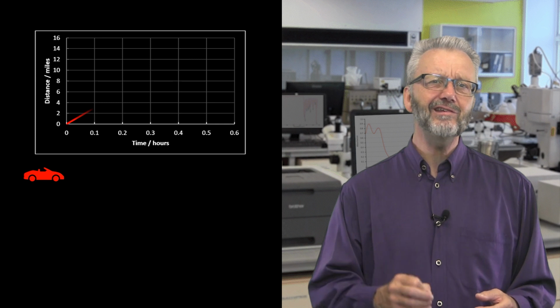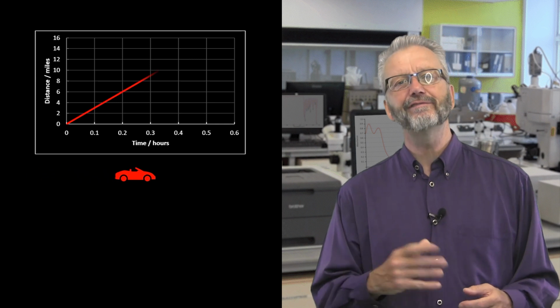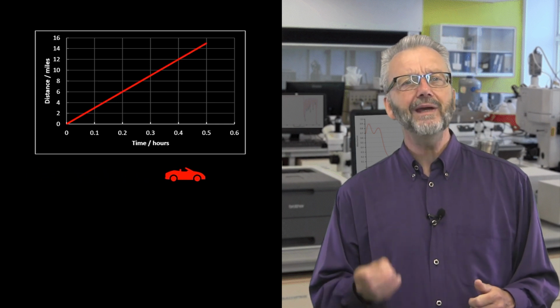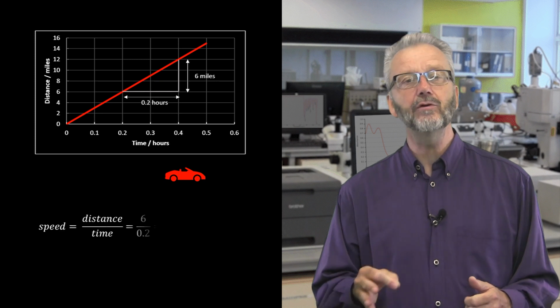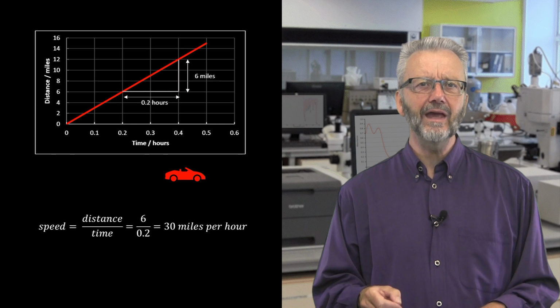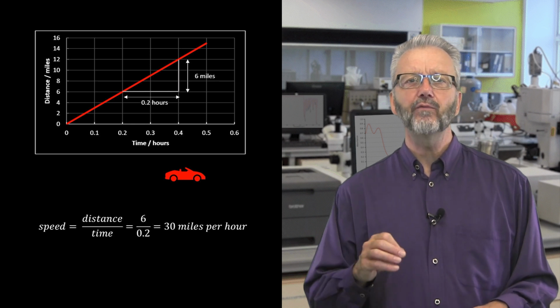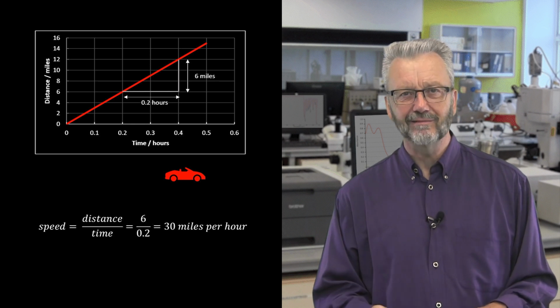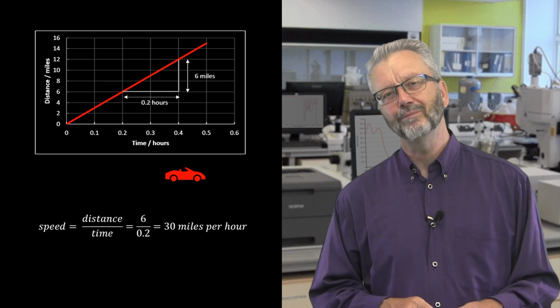If we plot the distance the car has moved as a function of time, the speed of the car at any point is equal to the gradient of the graph. We can do the same thing with a chemical reaction if we plot the concentration as a function of time. However, we need to be careful here.